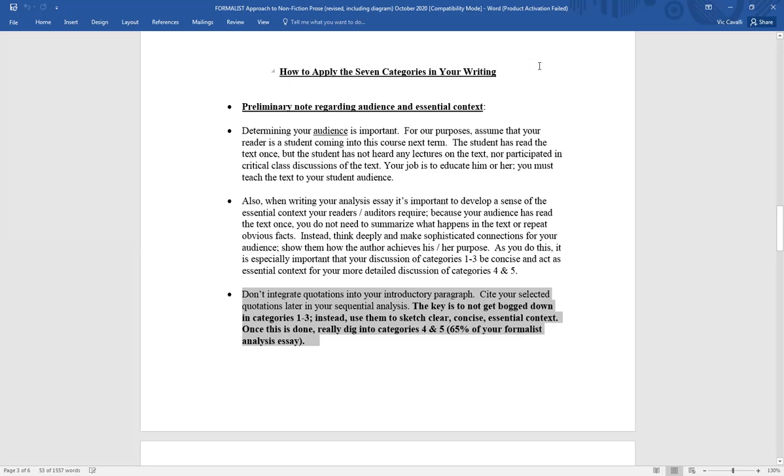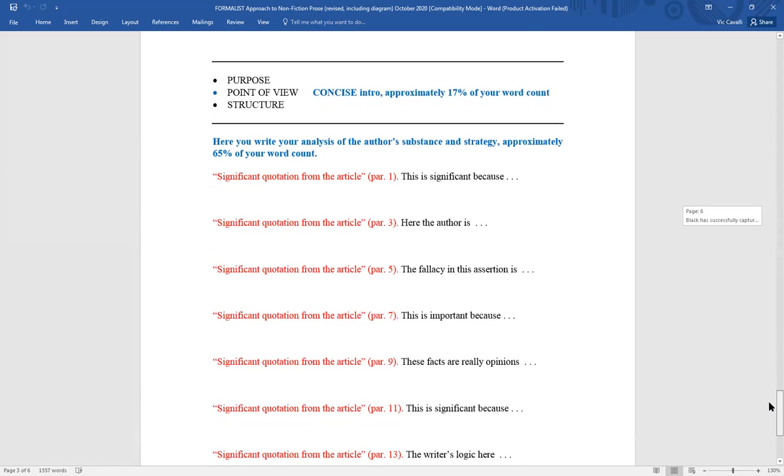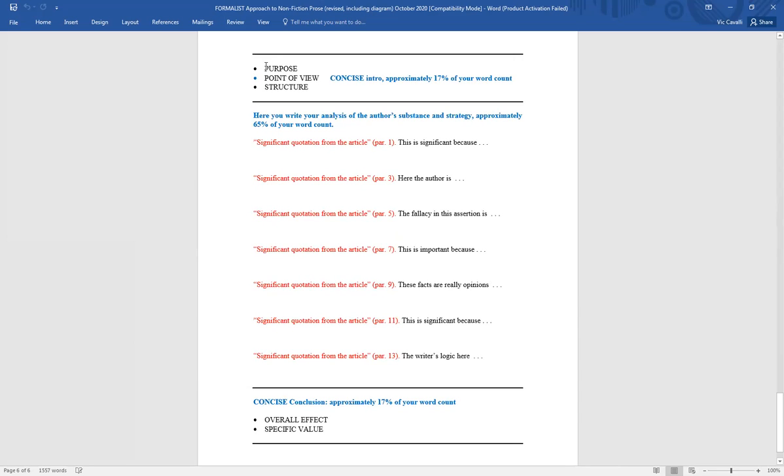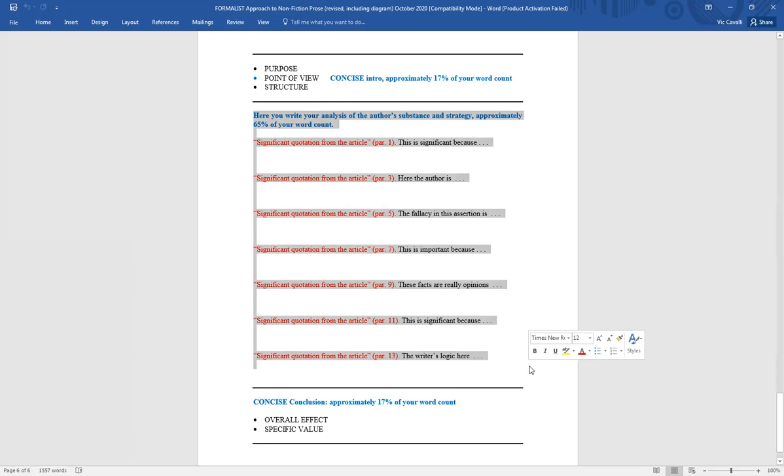Okay, so let's visualize that. Here's your introduction. Purpose, point of view, and structure. It is concise. It's only 17% of your word count. Don't get bogged down. Don't start putting quotations in this opening section. It's all in your own voice, a clear statement of purpose, point of view, and structure. Now we're going to get on to the second part, the bulk of your essay, the 65%. Okay? So let's go back and see how that's going to work now.